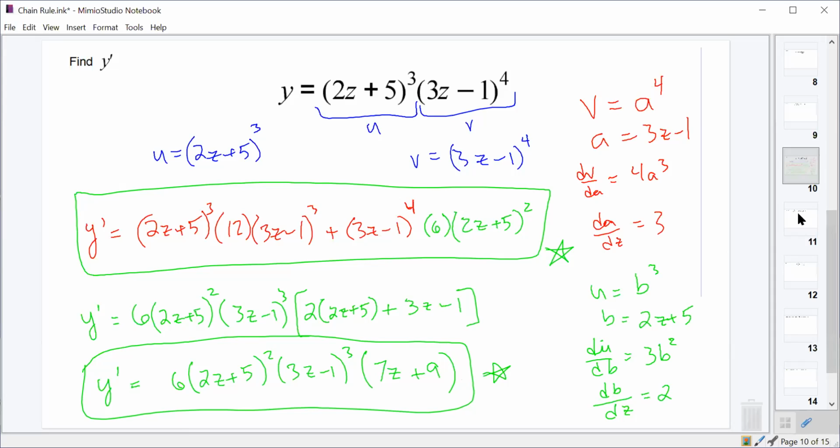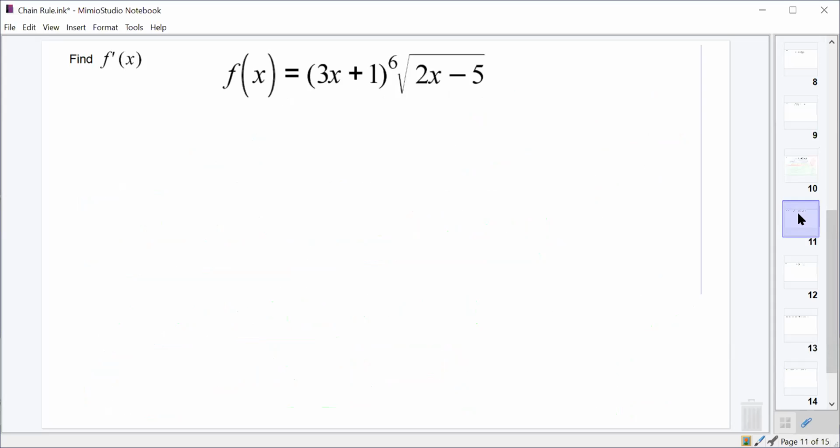All right. Let's take a look at this one. 3x plus 1 to the 6th power times the square root of 2x minus 5. You guys think you could find the derivative of that using the product rule and the chain rule? Yes. All right, I'm going to give you like 2 minutes to give that a try, and then we'll work on simplifying it together if we need help with that. So you got like 2 minutes. Ready, go.